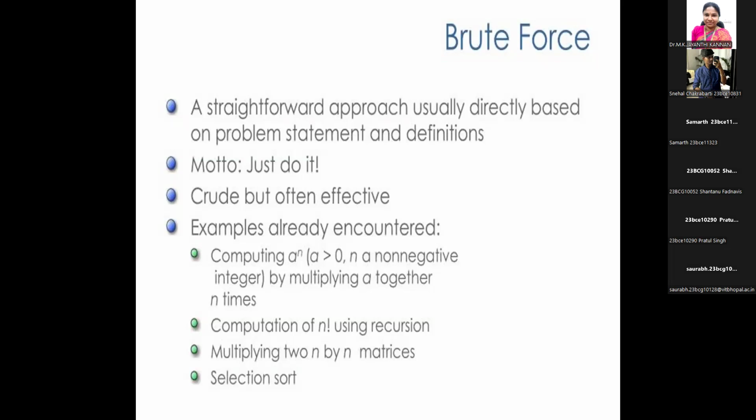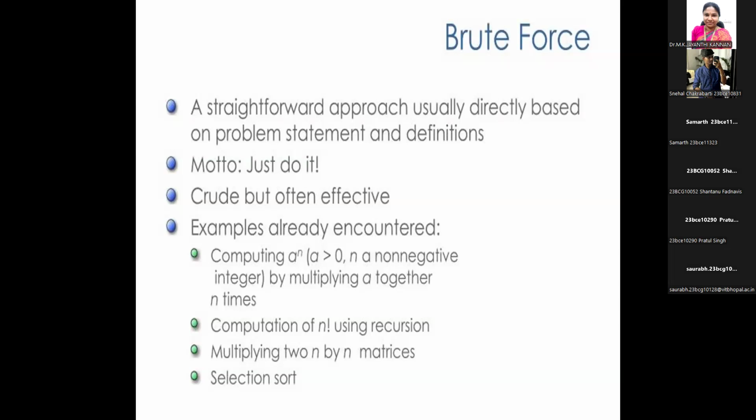Multiplying two n by n matrices. If you want to get the solution of n cross n matrices, we know the multiplication formula. We take the first row of the first matrix, multiply it with all the columns in the second matrix, and add the values to get the multiplication. The general formula, as in manual calculation. The same way, we are using two for loops. We are multiplying and adding.